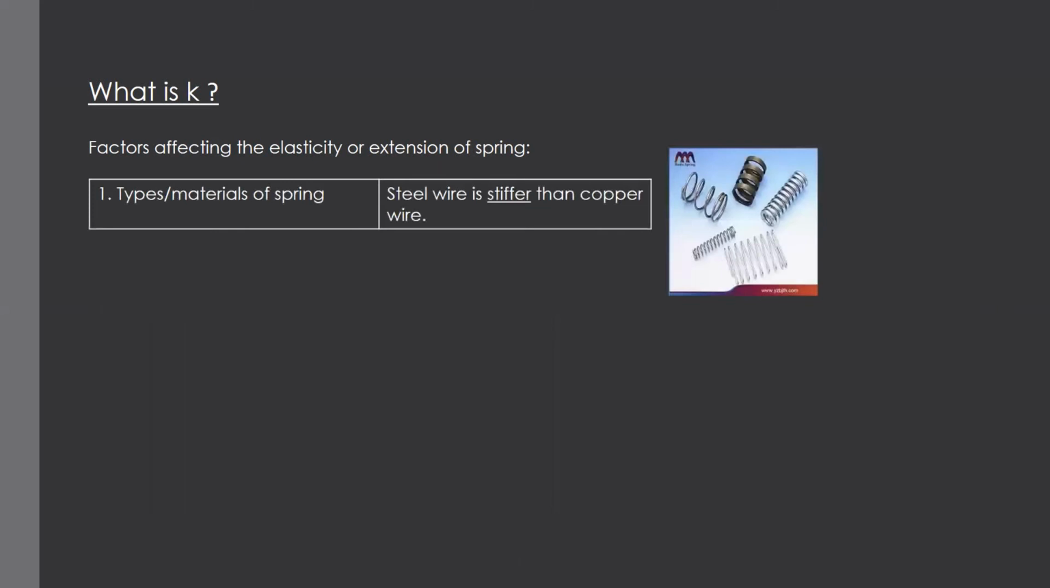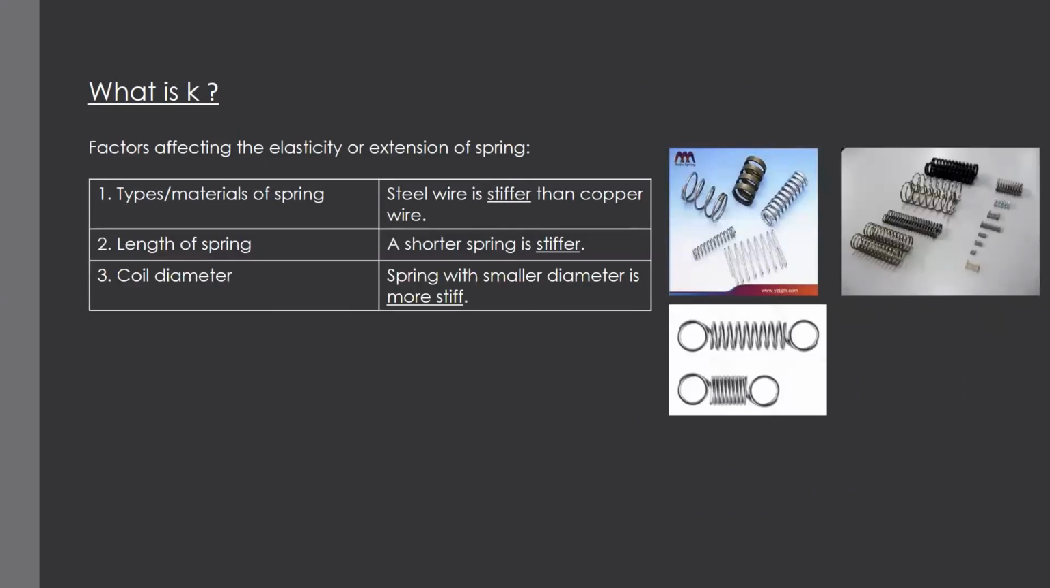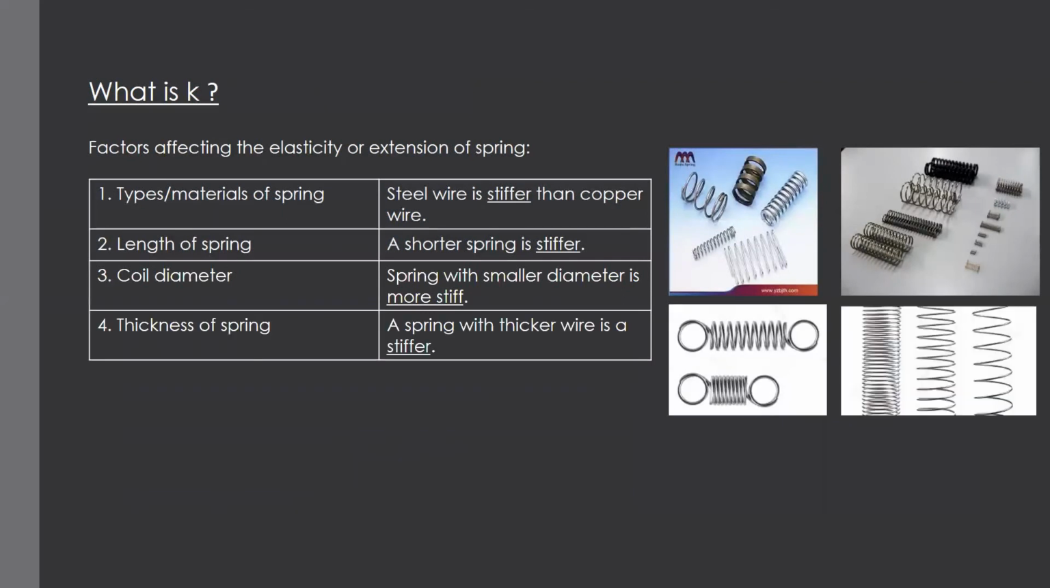Firstly, we must learn what are the factors that affect elasticity of a spring. The elasticity of a spring is dependent on the types or materials used. A steel wire spring is stiffer than the copper wire spring. Next, the shorter spring is stiffer. Furthermore, spring with smaller diameter should be stiffer than the bigger one. Lastly, a thicker spring of course will be more stiff.